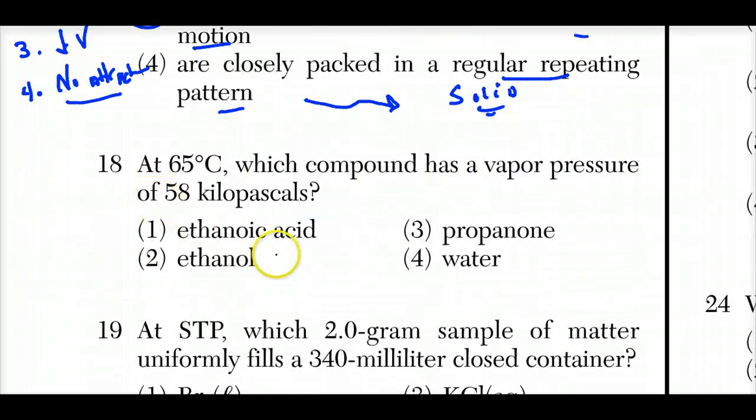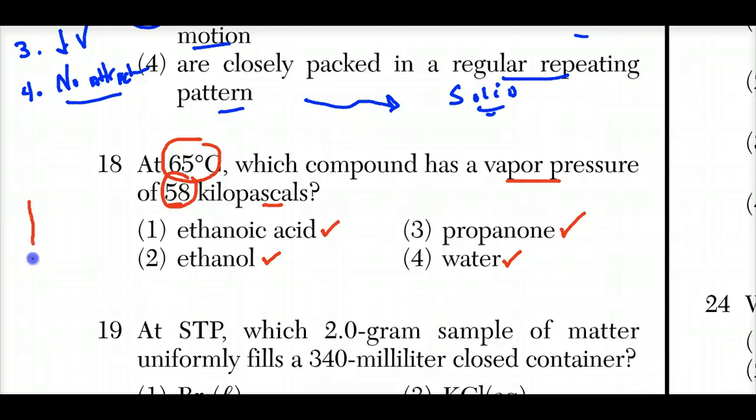Number 18. At 65 degrees Celsius, which compound has a vapor pressure of 58 kilopascals? Well, if you knew this by heart, I would say that you are very smart or someone who needs to get a life, because there's very little reason why you should know that by heart, unless you like to memorize data, which makes you a good Jeopardy person, I guess. In any case, let's go to the reference table that lists vapor pressures for these four liquids. And let's see at 65 degrees Celsius who has 58 kilopascals of pressure.